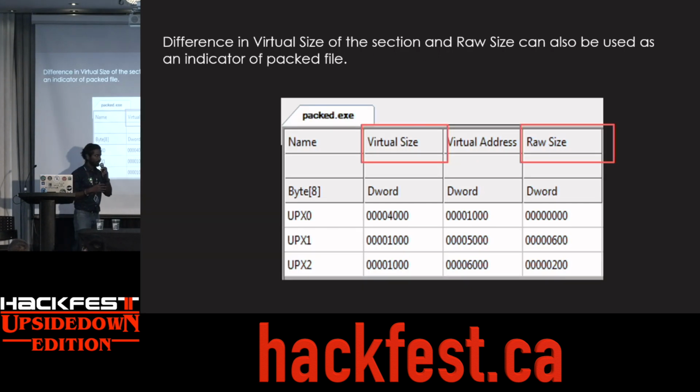One of the key identifiers to know if it's packed or not would be looking at the sizes of the sections, like we discussed about the sections. So when you see the virtual size and the raw size, it's different. The virtual size is for section 1, which is UPX. It says 4,000 bytes, but the raw size is 0. It means that the code is executed during runtime on the memory.